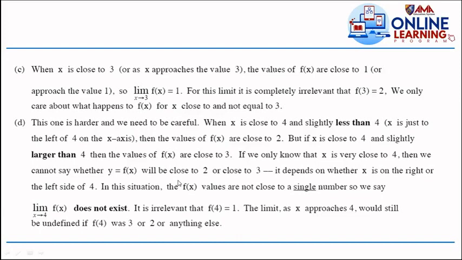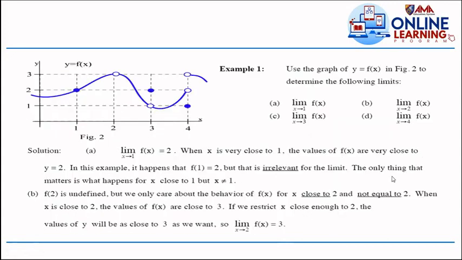In this situation, the function of x values are not close to a single number, so we say that the limit of the function of x as x approaches 4 does not exist. Okay? It is irrelevant that the function of 4 is equal to 1. The limit as x approaches 4 would still not exist if the function of 4 was 3 or 2 or anything else. So ito na po yung sagot po natin. The limit of the function of x as x approaches 4, nandito yung 4 natin. So pag titingnan po natin dito, ang sagot po natin is irrelevant and at the same time is undefined.